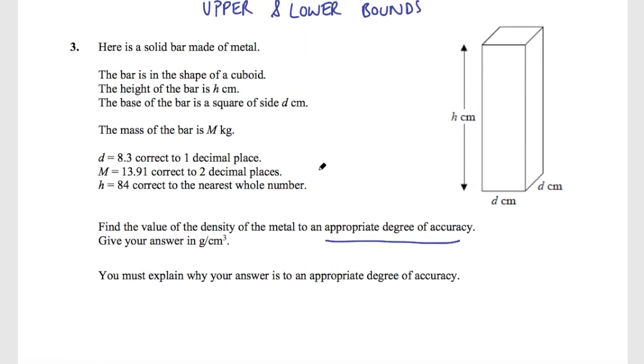Okay, so in order to find an appropriate degree of accuracy, we need the lowest possible density, or the lower bound of the density, and the upper bound of the density. And the way we can do that is to find the lower bounds of all of these measurements, and then find the density, and then the upper bounds of all of these measurements, and then find the density from those.